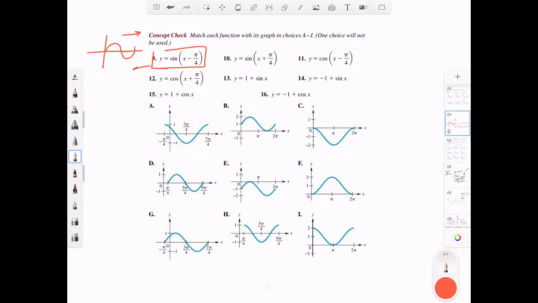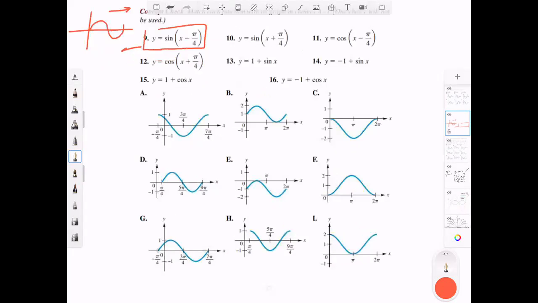Which one is the best one? D. Very good. D is correct. D is a graph of sine because it's like this, correct? It starts from 0 and is shifted pi over 4 to the right. That's what Karen said. So D will be 9.